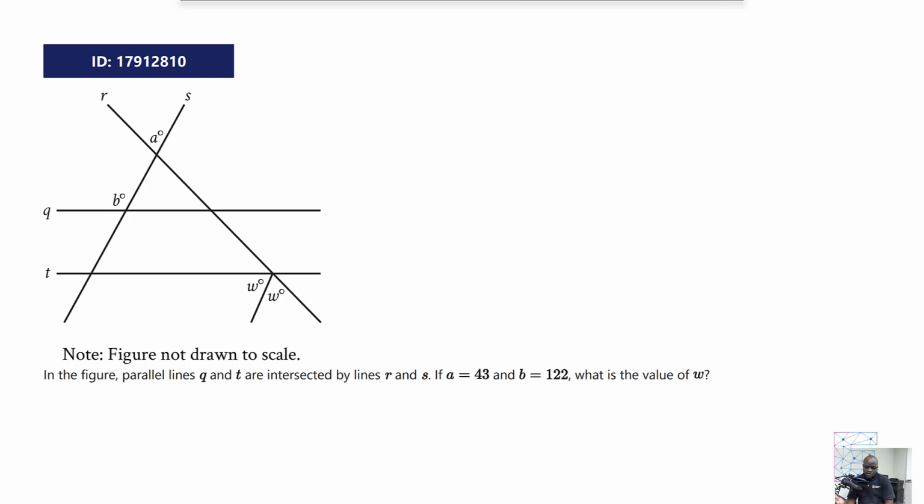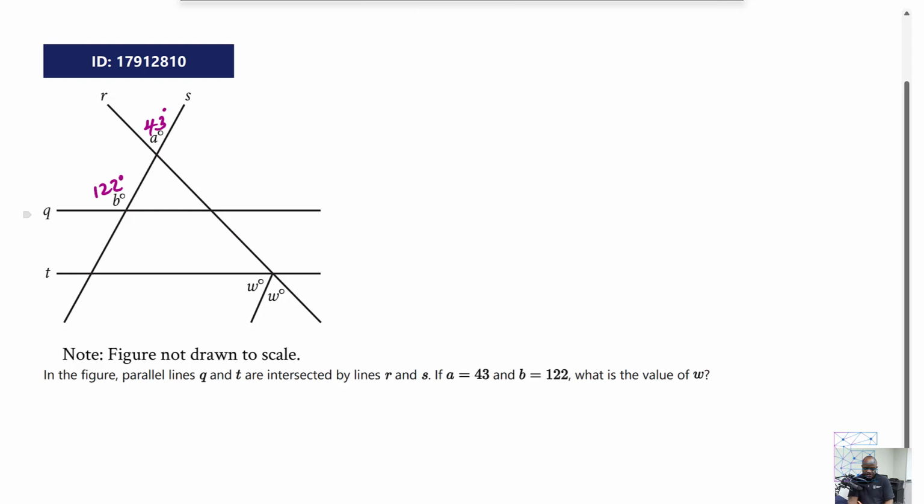In the figure, parallel lines Q and T are intersected by lines R and S. If A is 43 degrees and B is 122 degrees, what is the value of W? Okay, so this is a pretty straightforward question. I'm just going to plug in the values that we're given. A is 43 degrees, B is 122 degrees.